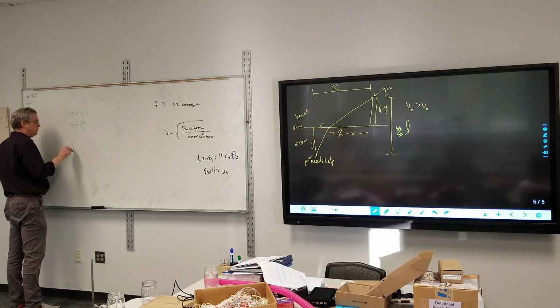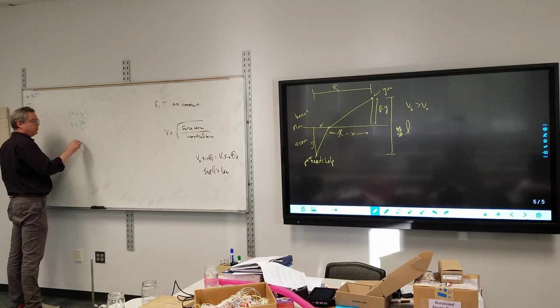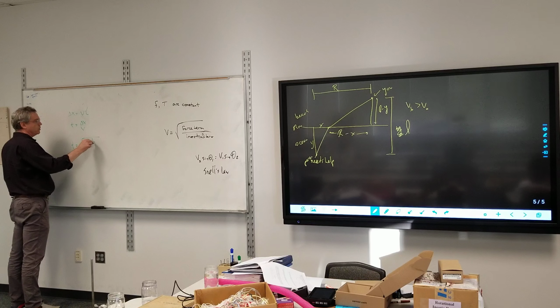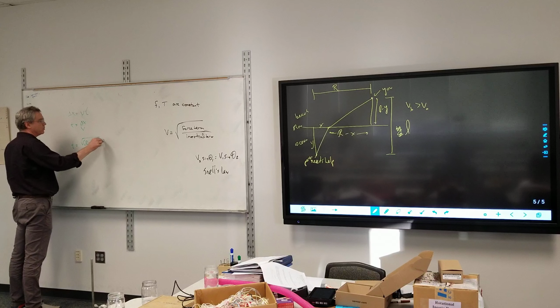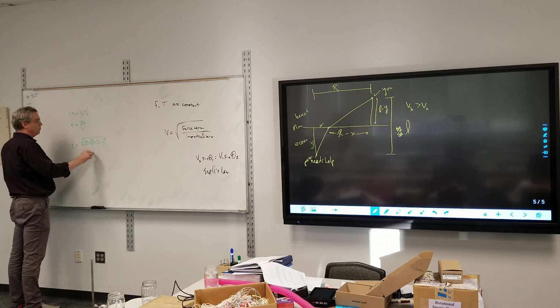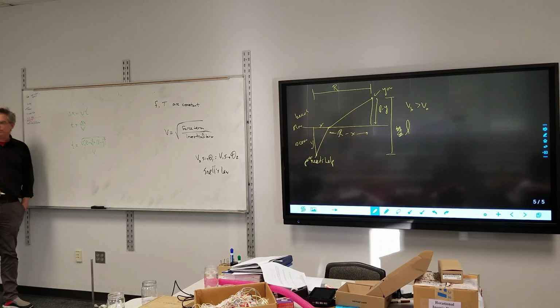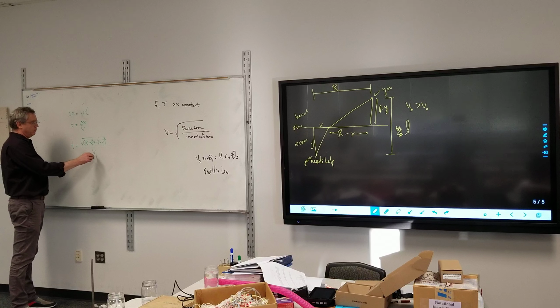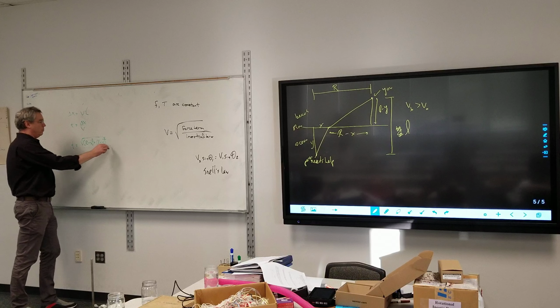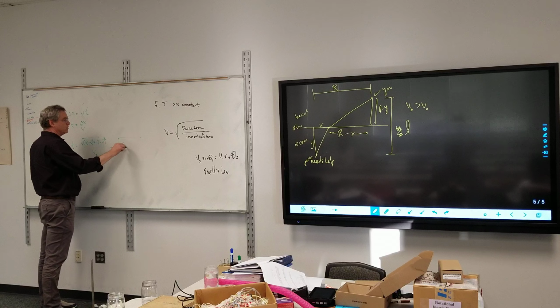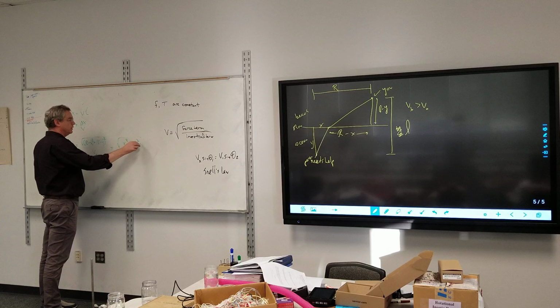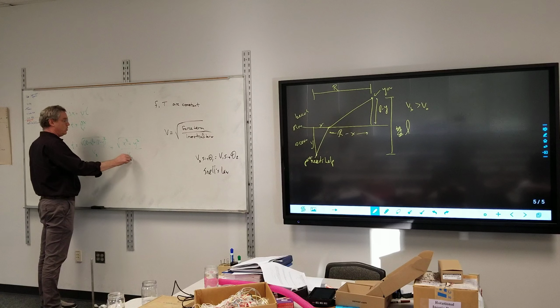So time is going to be equal to the square root of (r minus x) squared plus (l minus y) squared, over how fast you can run on the beach, v sub b, plus the time you're in the water, which is the square root of x squared plus y squared, over the speed in the ocean.